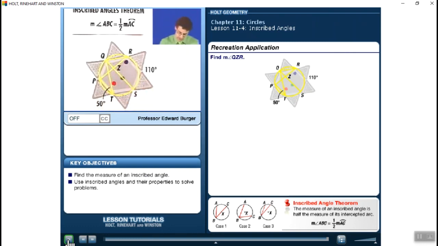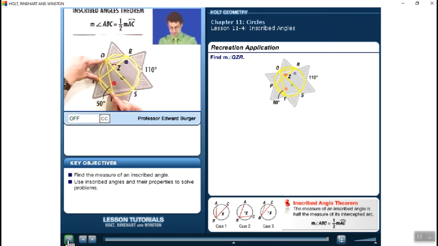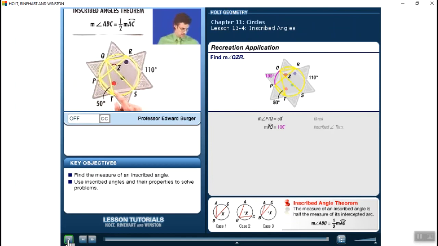So our goal is to figure out this angle right there. And again, it's one of these questions that I really like because it seems like it's impossible. But let's take it slowly. What do we know? Since this is an inscribed angle, I can figure out the measure of this arc by this formula, because the angle is going to equal half the arc measure. So if this is 50, then this must be 100. So I see that this measure is 100.